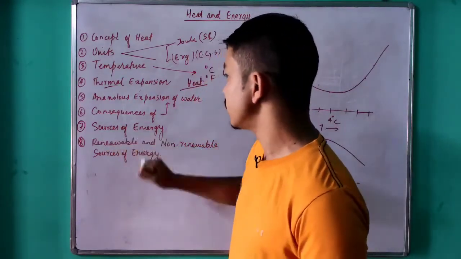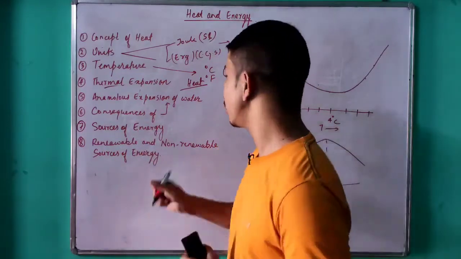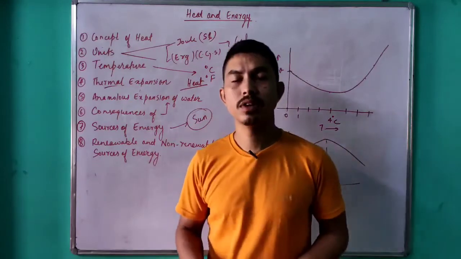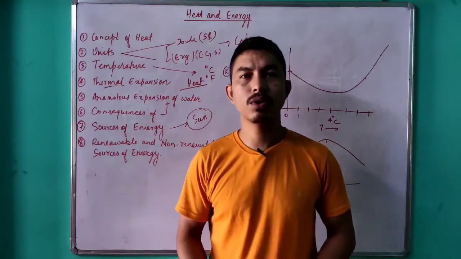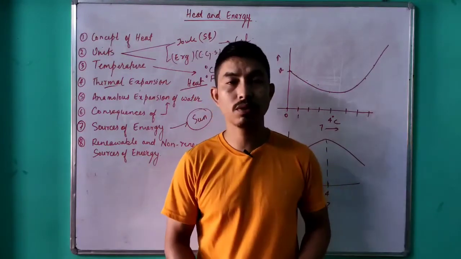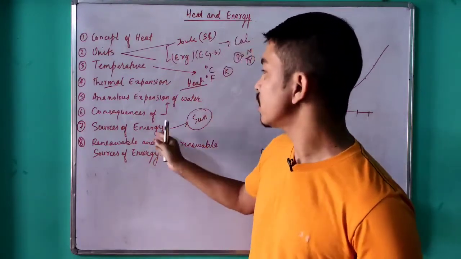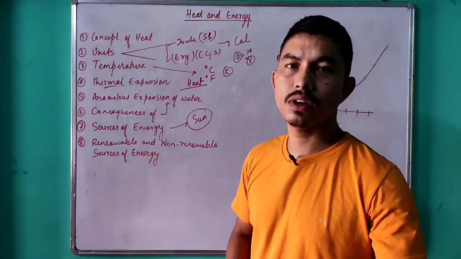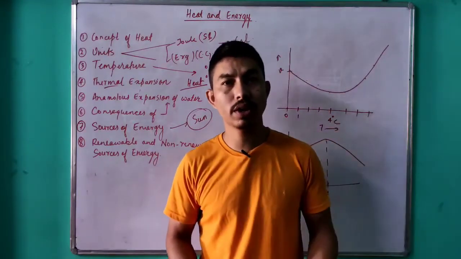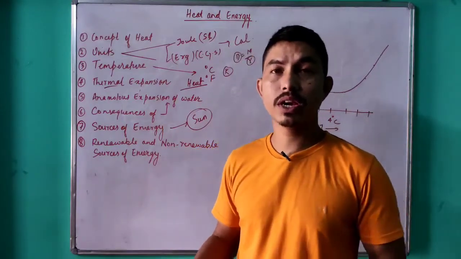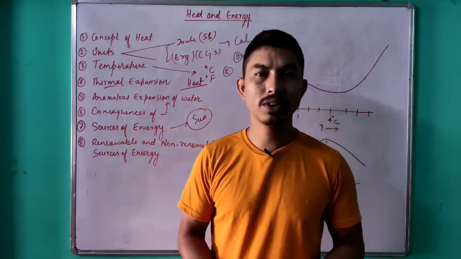Now the sources of energy. Coming to the sources of energy, we consider the sun as the ultimate source of energy, because in the absence of the sun, life on earth would not have been possible. Apart from the sun there are various other sources of energy, like wind energy, heat energy, solar energy, nuclear energy, and hydroelectricity. The energy that we can obtain from running water is known as hydroelectricity.